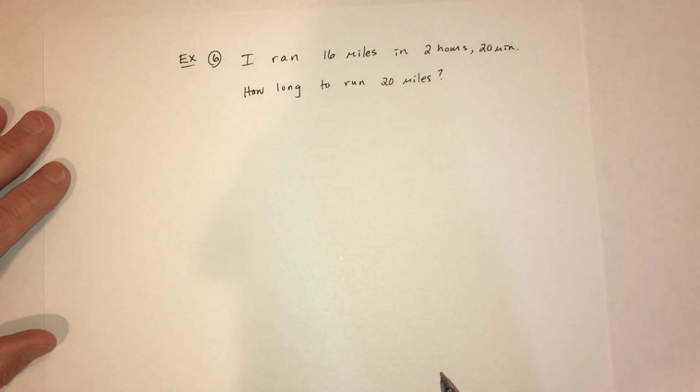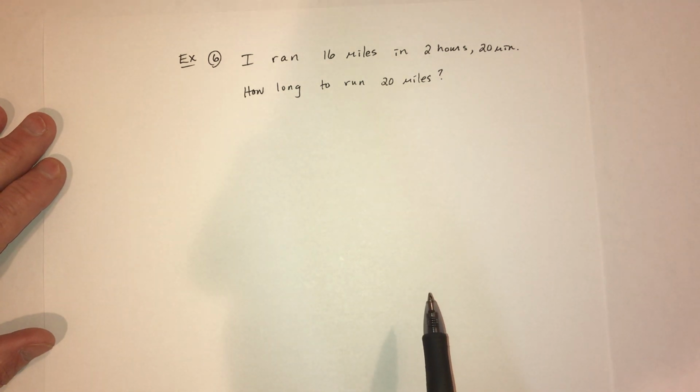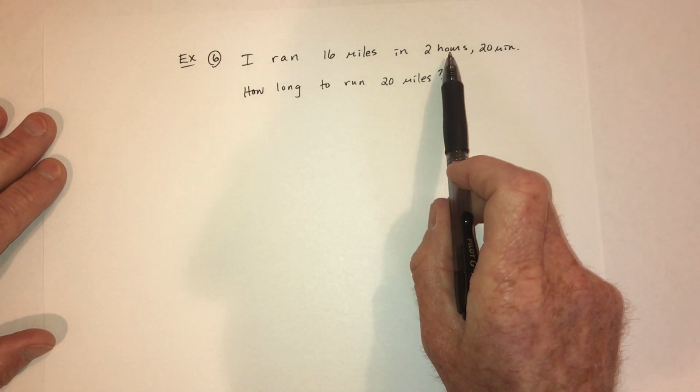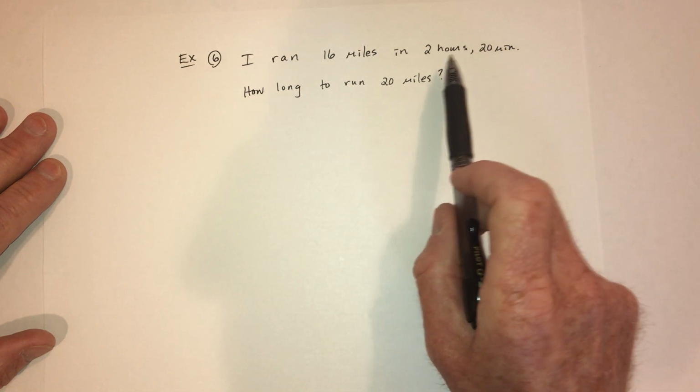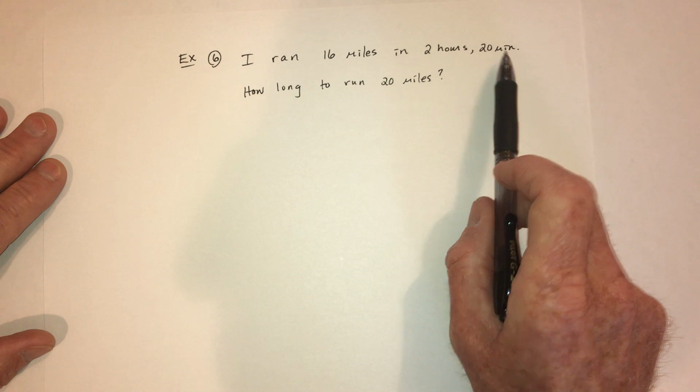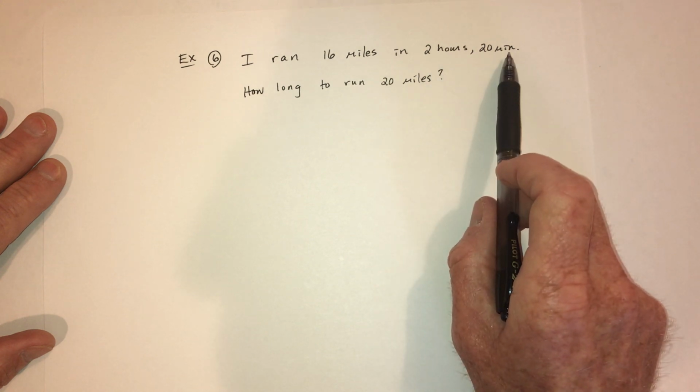Well, this question is very similar to the last one. It's going to be a proportion and we do cross multiply. What's different here is this has a mixture of hours and minutes. So you either need to change this completely to minutes or completely to hours. I'm going to go with minutes.